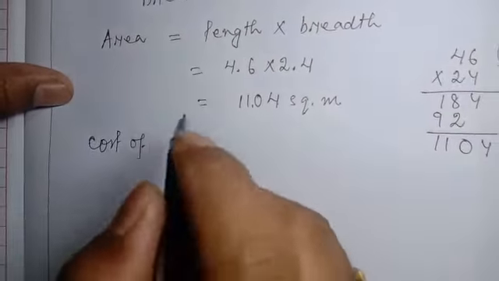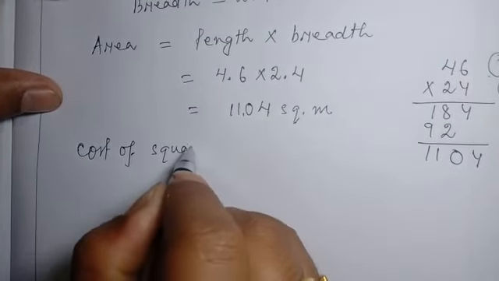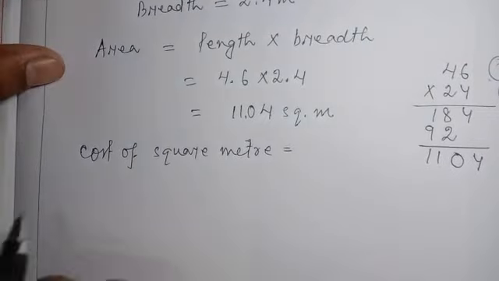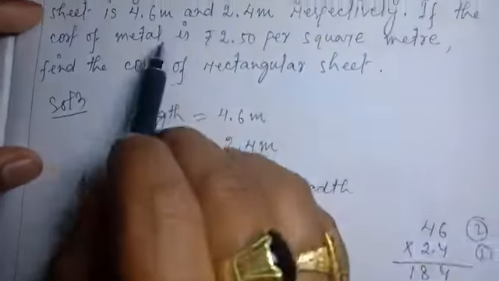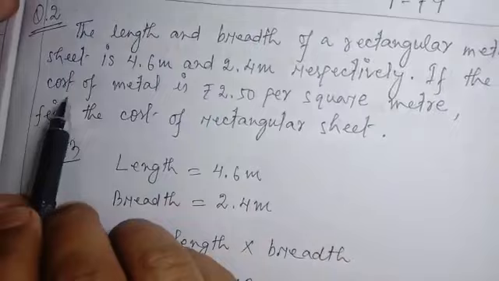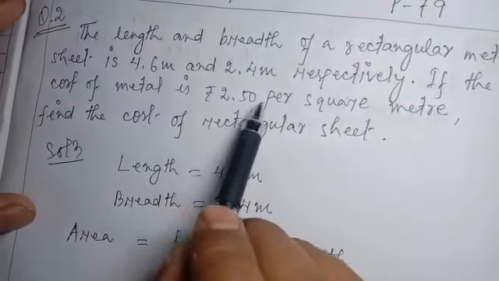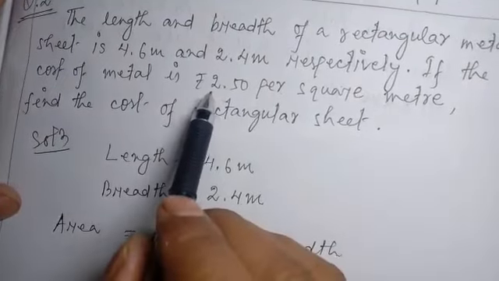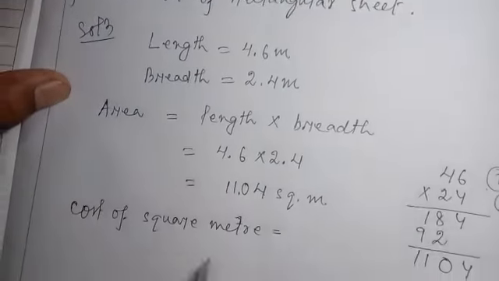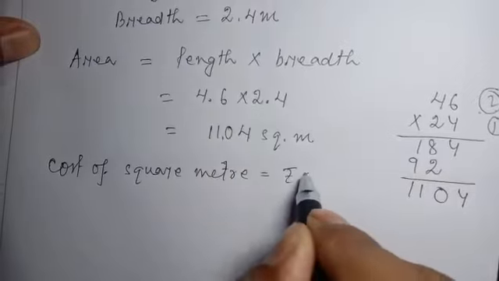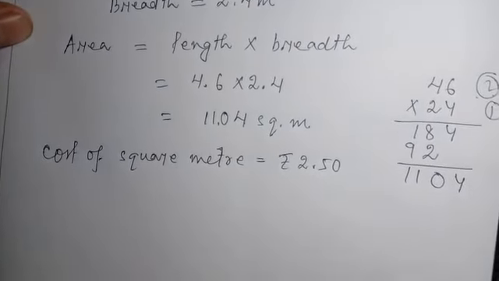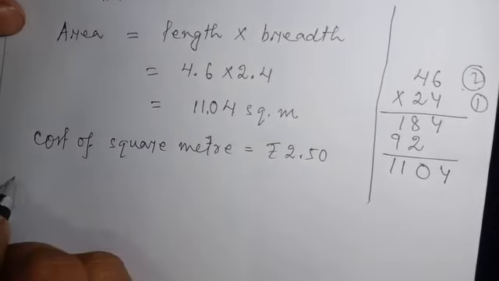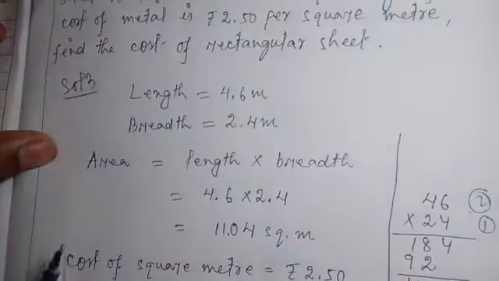Cost of square meter. Look at the question. Cost of metal is rupees 2.50 per square meter. Per square meter, in 1 square meter, the cost is rupees 2.50. You write down cost of square meter, rupees 2.50. Now we will find out cost of rectangular sheet.